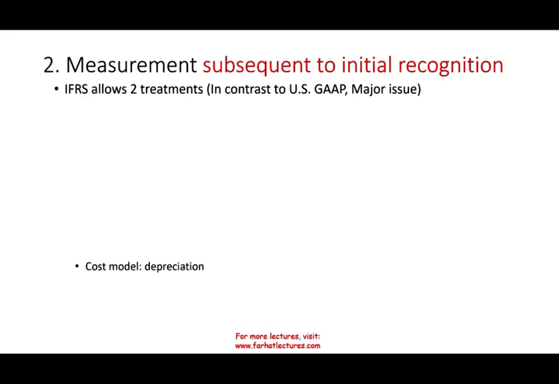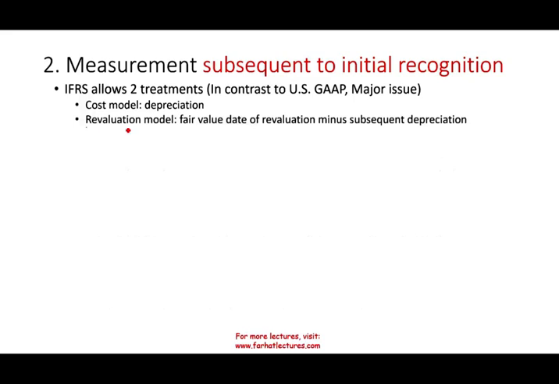The first method is the cost method, which is just you record it at cost and you depreciate the asset. The second method is the revaluation method, and this is not acceptable under US GAAP. US GAAP does not use the revaluation method. So what you have to do, the fair value at the date of the revaluation minus subsequent depreciation. You have to revalue your assets at fair value, okay?